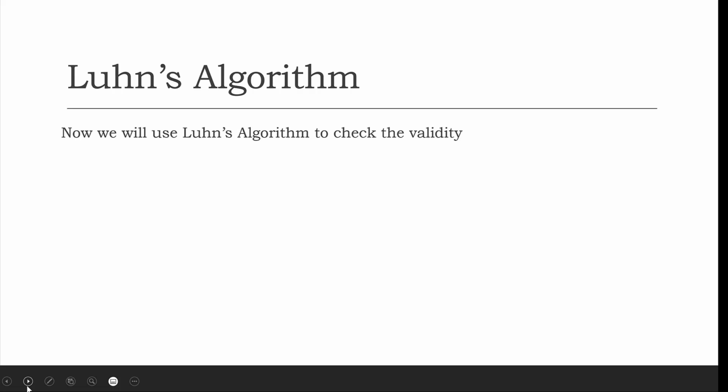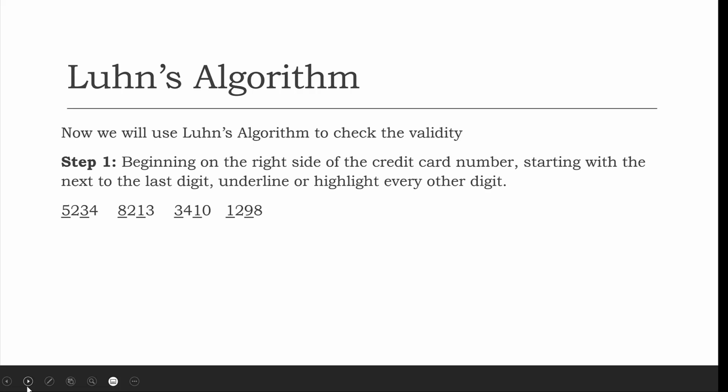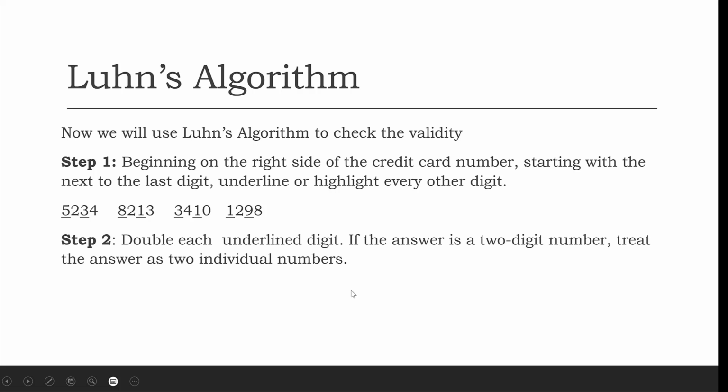So now we're going to use Luhn's algorithm. What you do is you start on the right-hand side of the number, and then the next to the last digit, so one digit from the right, you're going to underline or highlight every other digit. You see I did that here by underlining. You could also highlight it. In the next step, you're going to double each of the underlined or highlighted numbers. So you notice here I doubled 9 to get 18, I doubled 1 to get 2, over here 3 to get 6. And notice sometimes I get 2 digits when I double, and they're going to be treated as individual numbers in the next step.